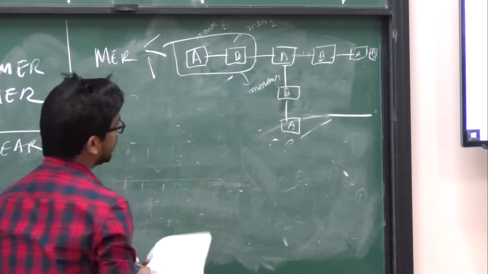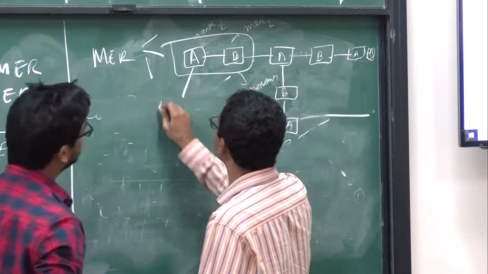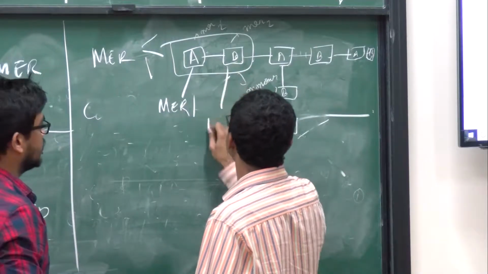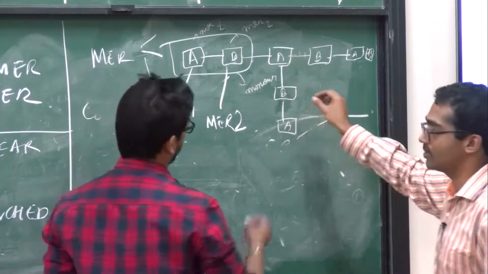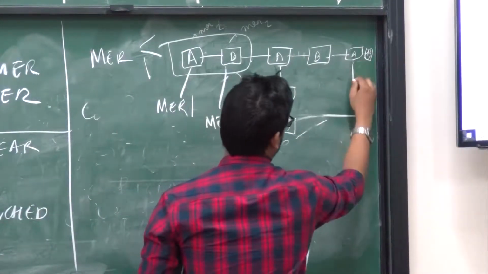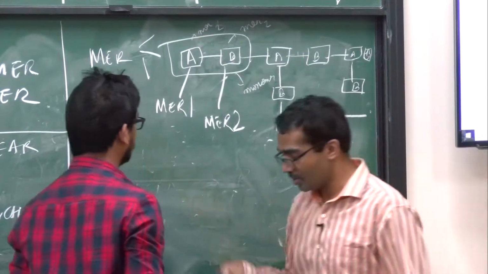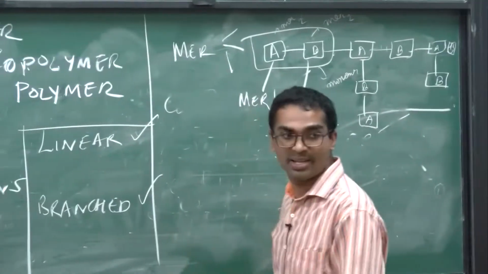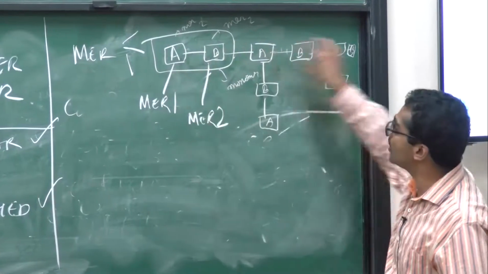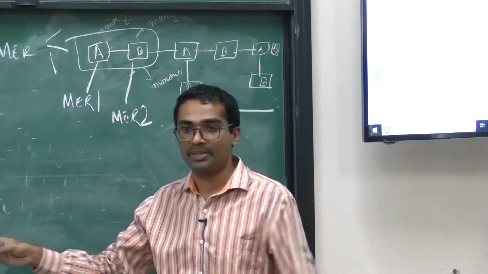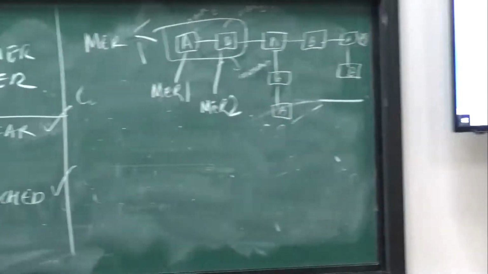So now what are you drawing? So mer is this. This is mer 1, mer 2, right? And then this is the branch. If you did not have the branch, then you would have a linear polymer. So that is the distinction between linear and branched. There could be a lot of branches, but if you truncate all those branches, what is remaining is actually a linear polymer. So linear polymer and branched polymer. Very good. Next is block polymer, graft polymer.